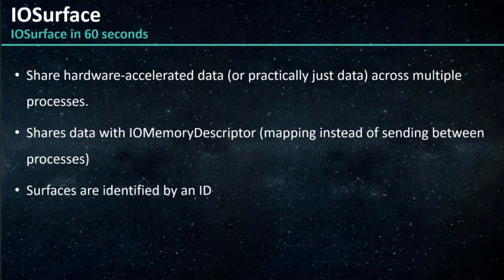IO surfaces are shared by an ID. You can create a global IO surface, so anyone can map that information based on an IO surface ID. You can create private ones. It doesn't really matter for our specific case, but still nice to know. So to summarize it, IOSurface is just an object that allows you to transfer data.